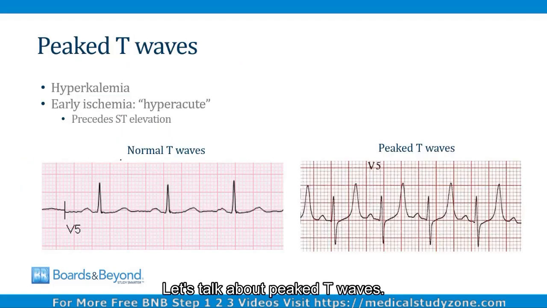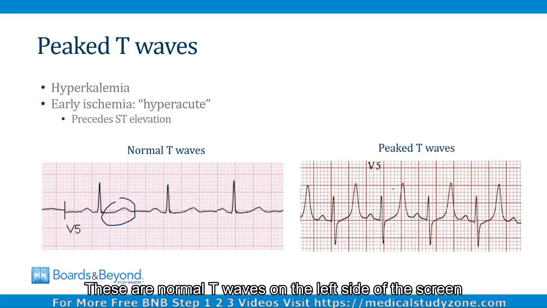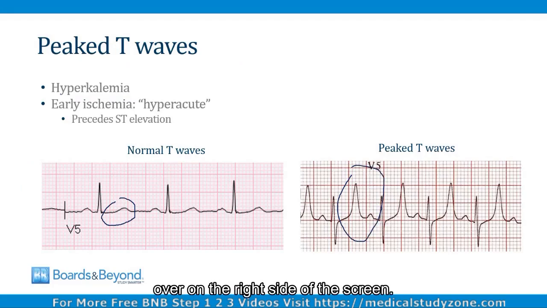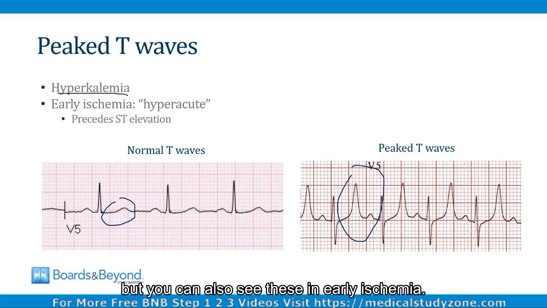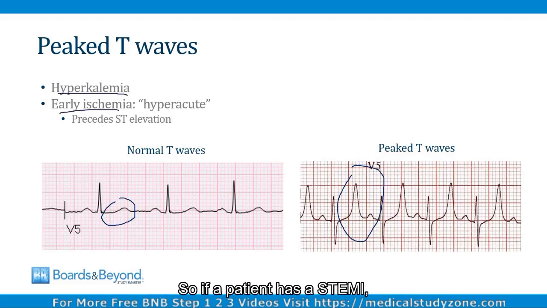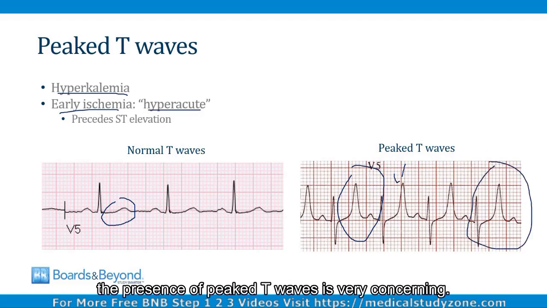Let's talk about peaked T waves. These are normal T waves on the left side of the screen, and these are peaked T waves over on the right side of the screen. These are classically associated with hyperkalemia, but you can also see these in early ischemia. So if a patient has a STEMI, before they develop the ST elevations, they will develop peaked T waves. These are often called hyperacute T waves, and they're a sign of early ischemia. In a patient with chest pain, the presence of peaked T waves is very concerning.